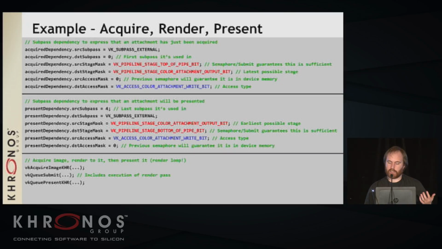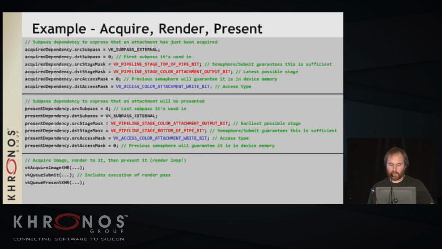So you can just say top of pipe here, which just basically means this command has been submitted. But for the output, the destination, you do need to say, well, I'm going to write this as part of the render pass, so my destination stage mask is the stage which writes to the color attachment. Similar story for the access and destination masks. Don't care about the previous access because it's already guaranteed, but the output color attachment write bit needs to be set. And then you've basically got the mirror of that on the other end.